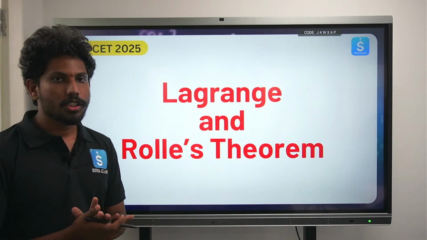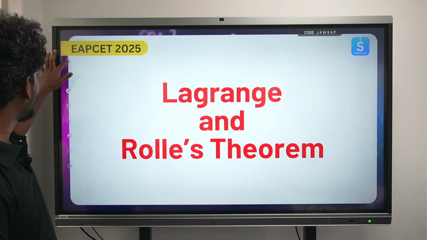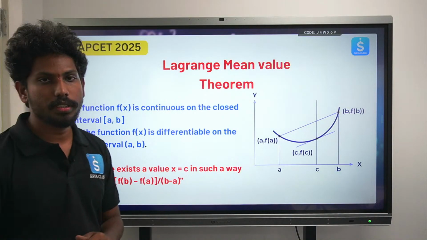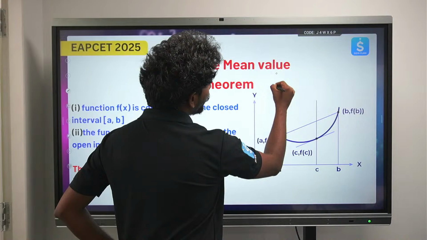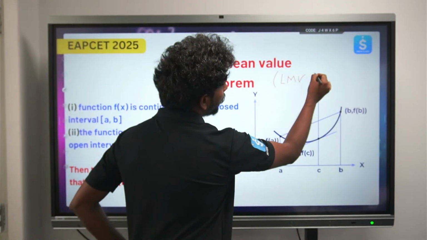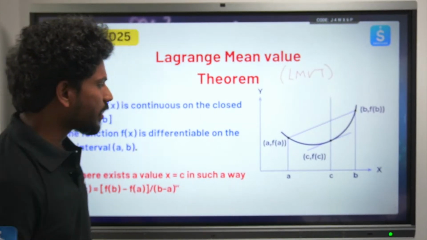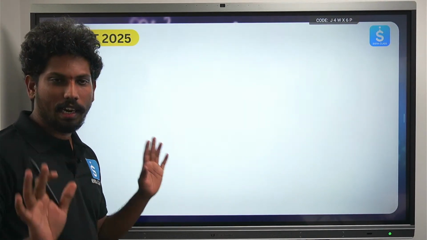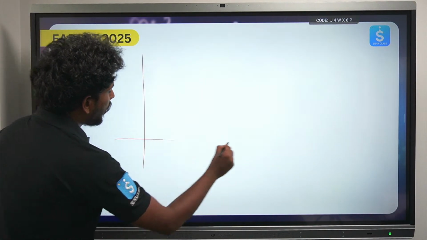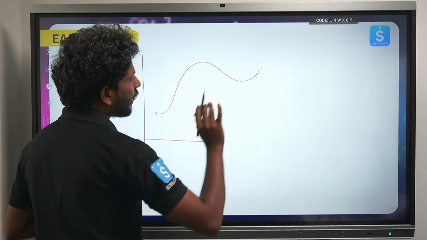So the topic is Lagrange mean value theorem and Rolle's theorem. This Lagrange theorem is also called LMVT. First let's not see this part. Normally, let's see a rough sketch. Take any curve, a continuous curve.